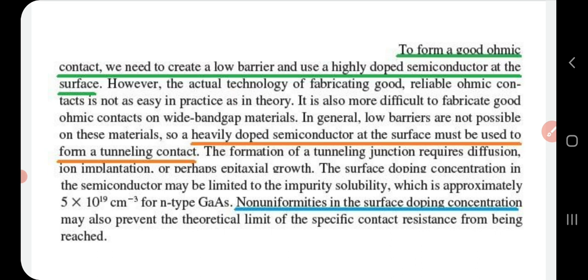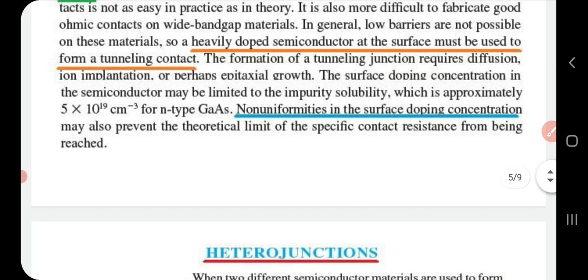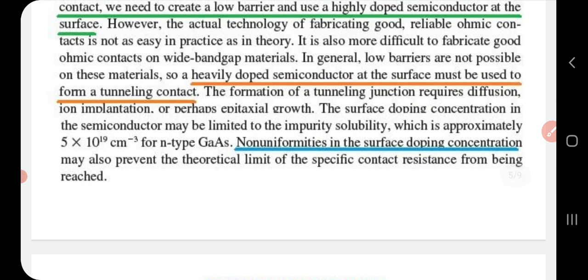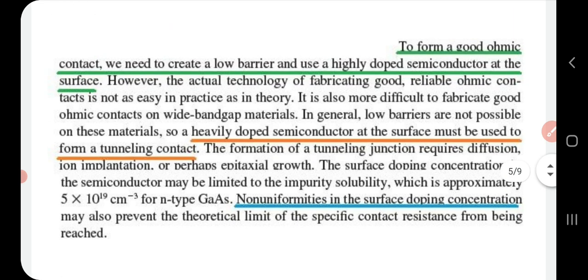However, in the actual technology, fabricating a good reliable ohmic contact is not very easy, and it is very difficult to fabricate such a good ohmic contact on a wide band gap material. That is, wide band gap means materials having high energy band gap. Generally, low barriers are not possible on these wide band gap materials. So a heavily doped semiconductor at the surface has to be used in order to form a tunneling contact. Also, non-uniformities, that is inhomogeneity in the surface doping concentration, will also prevent the theoretical limit of specific contact resistance from being reached. So it is not practically possible to achieve a good specific contact resistance due to the above discussed difficulties.